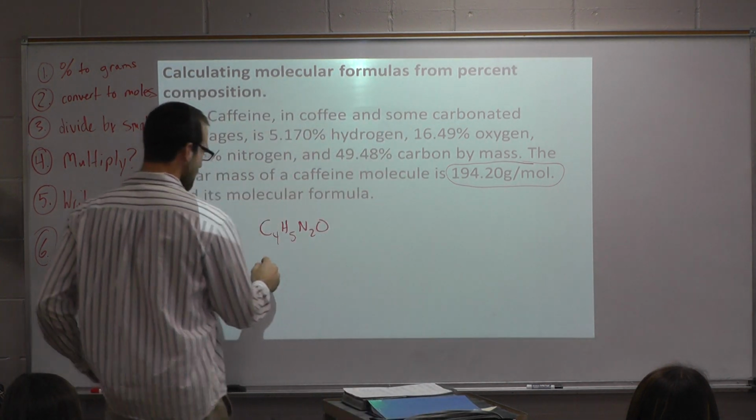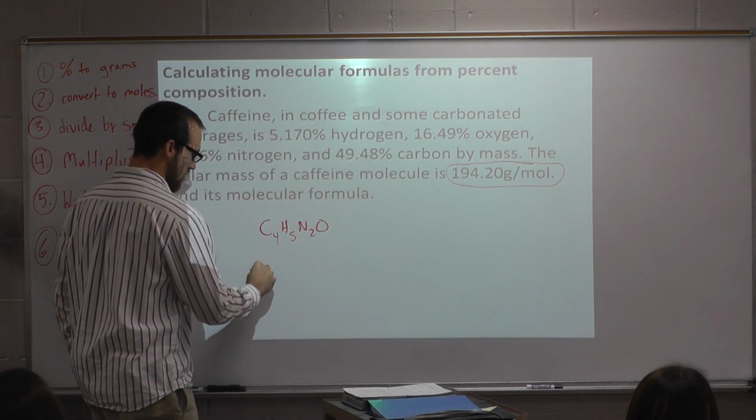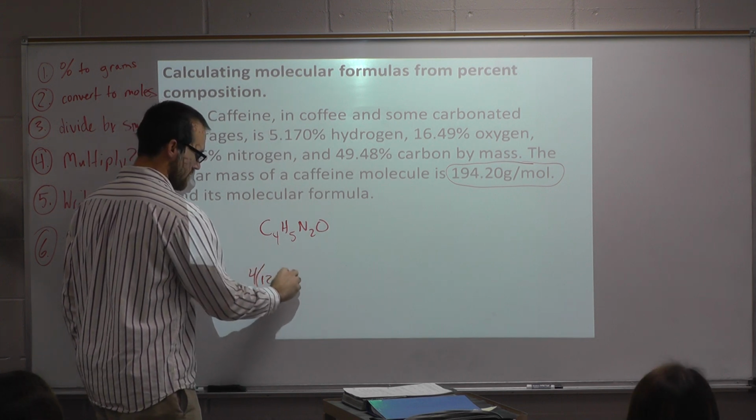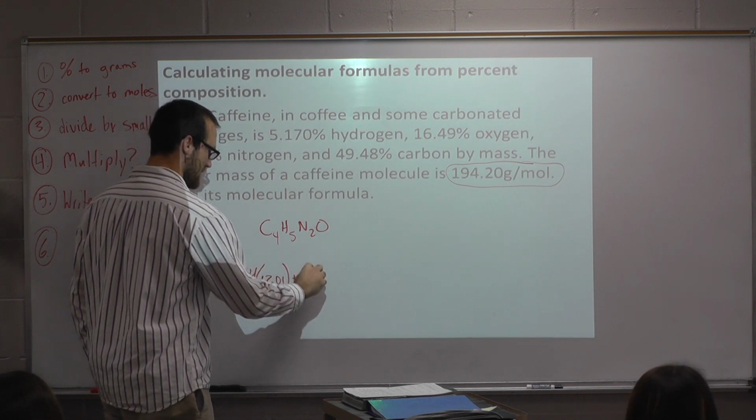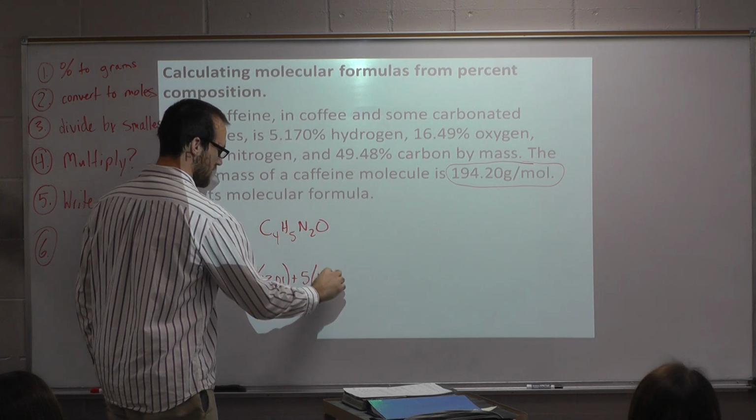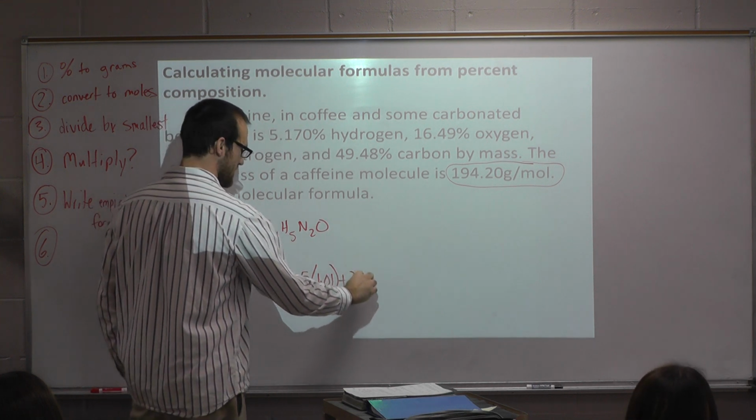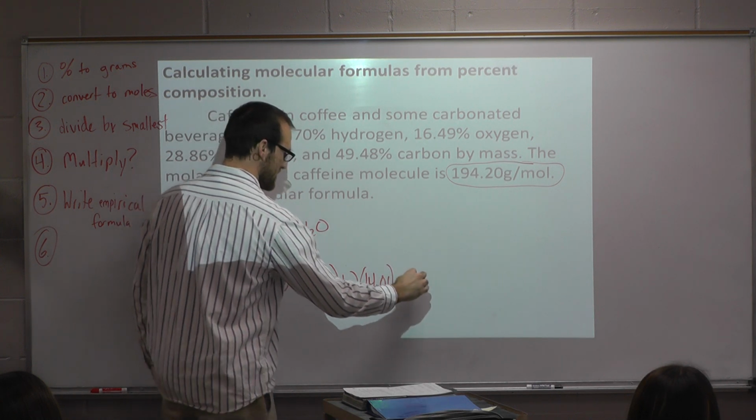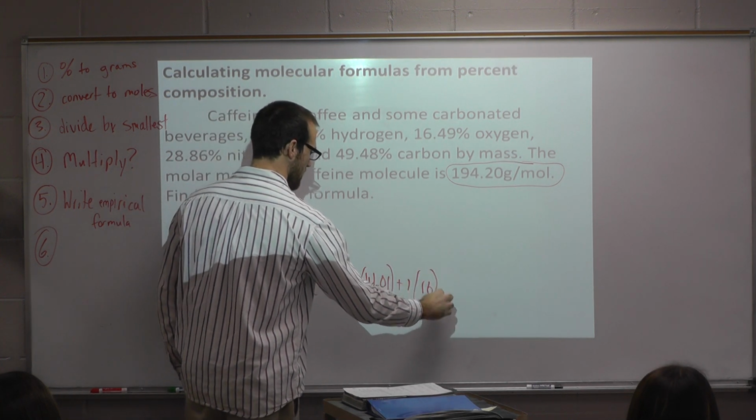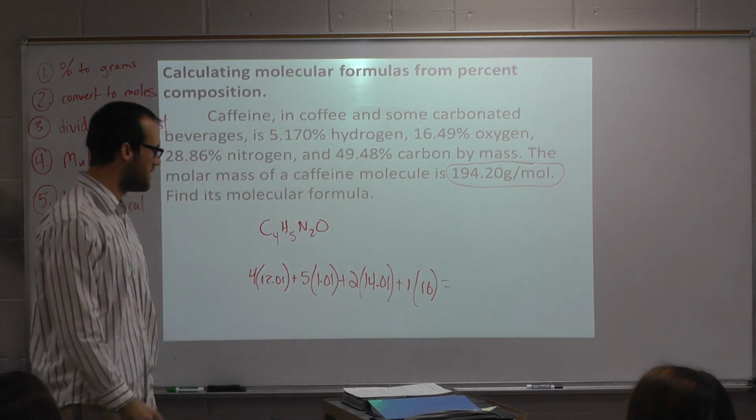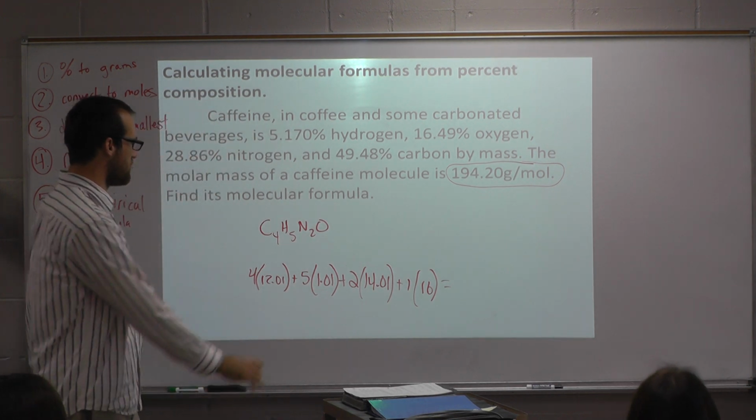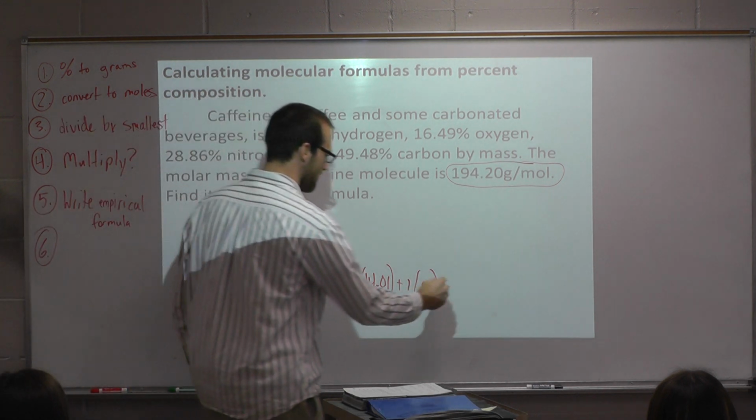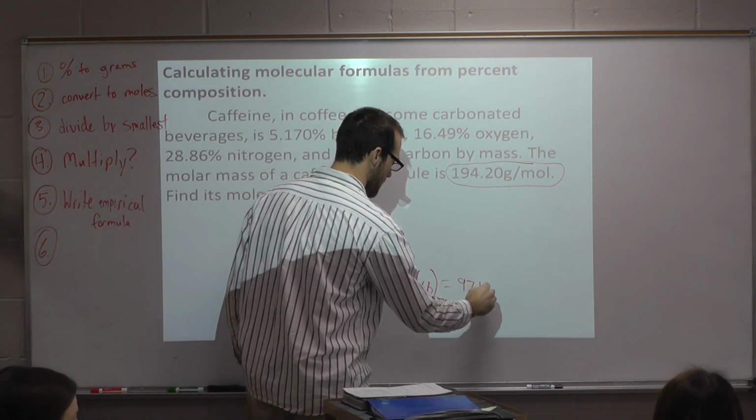So let's see if we can do this. 4 times what is carbon? Carbon is 12.0. Plus 5, what's hydrogen? 1.01. Plus 2, what's nitrogen? 14.01. Plus 16. Okay, that will give us the molar mass of this. 97.11. So just double the molecule.